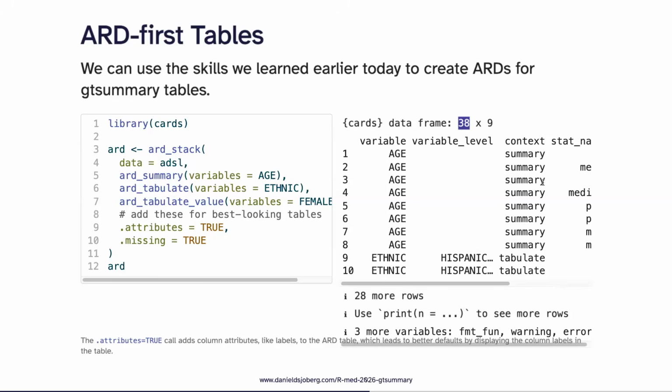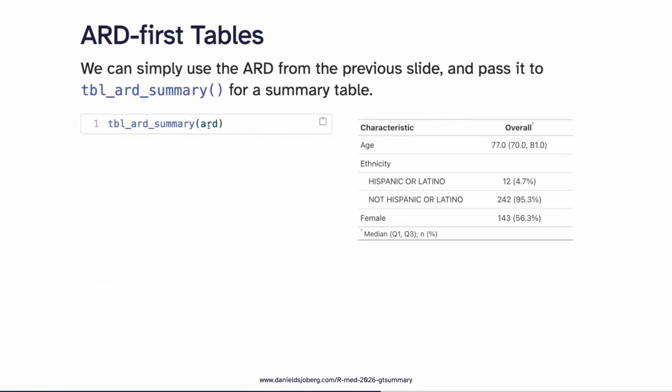So you can pre-calculate these things and build tables with them. If I just took that ARD that I just built and passed that object to the TBL ARD summary function, I'm going to get a table that looks very similar to what we saw from TBL summary, but just giving it a dataset instead. So that's just an example of how you can use it.